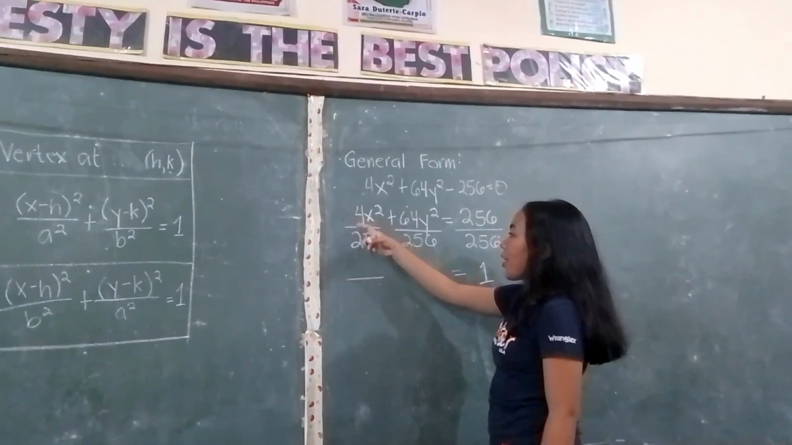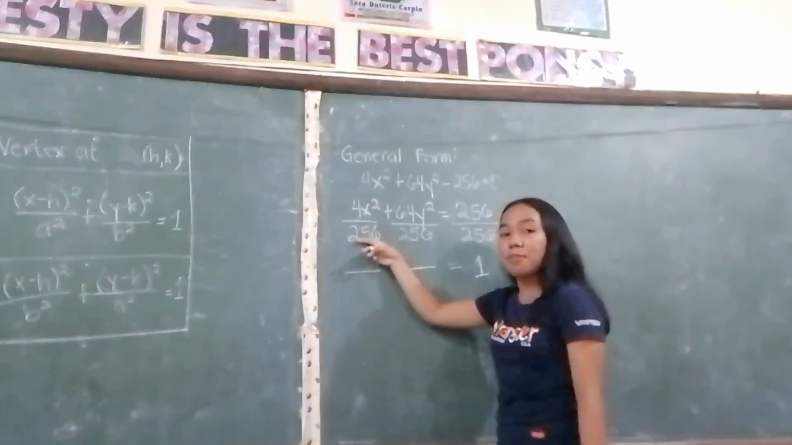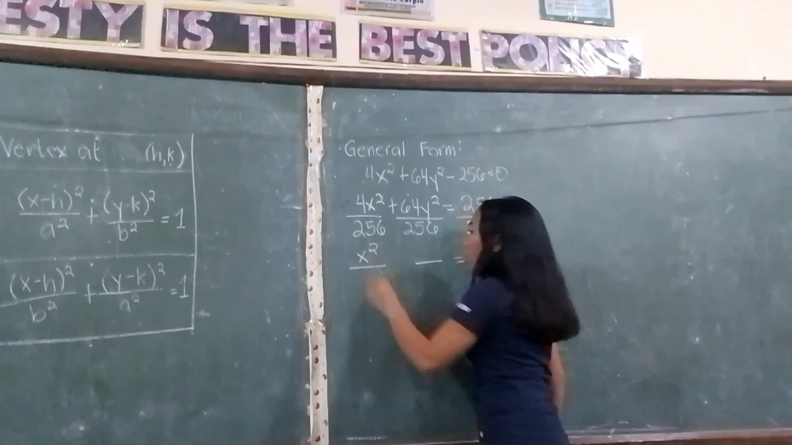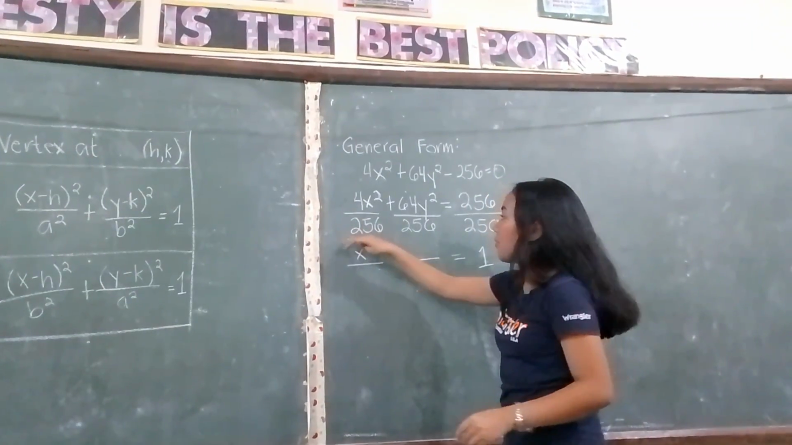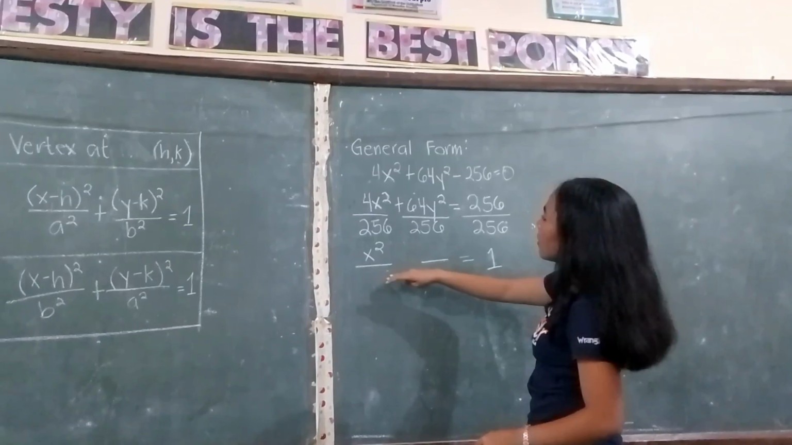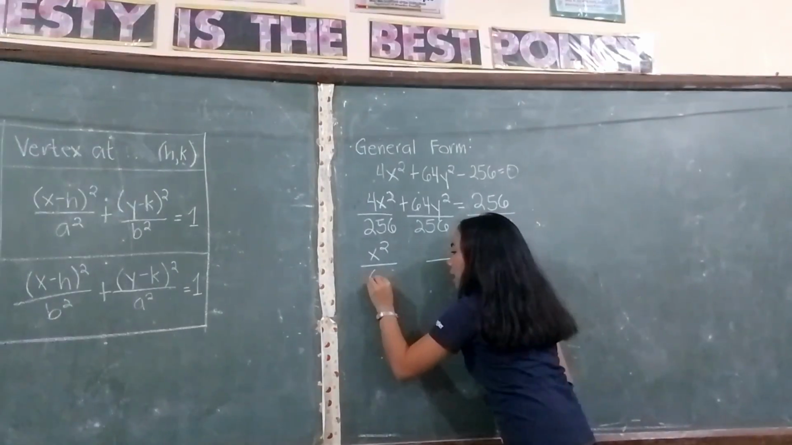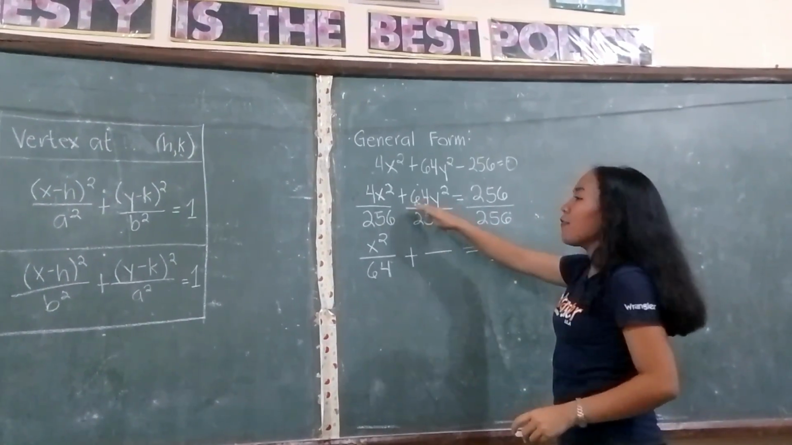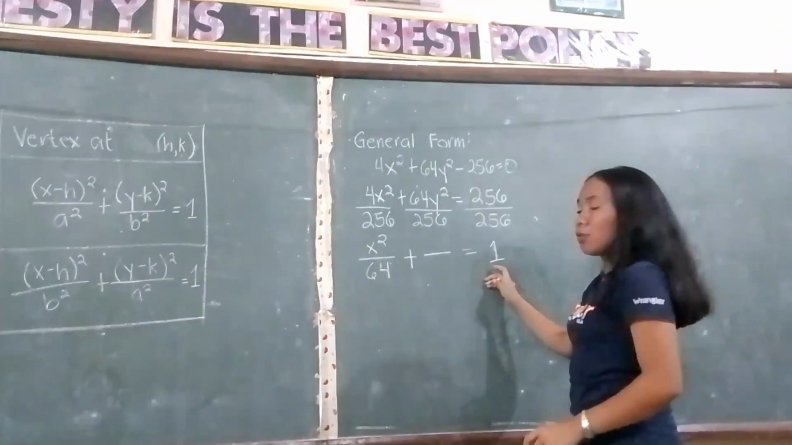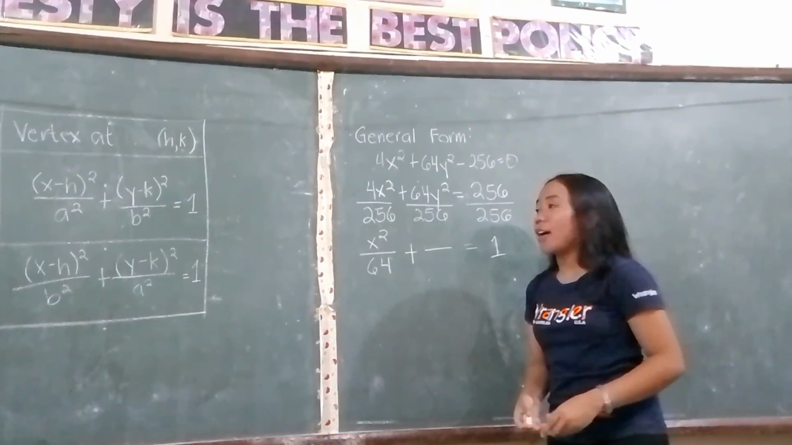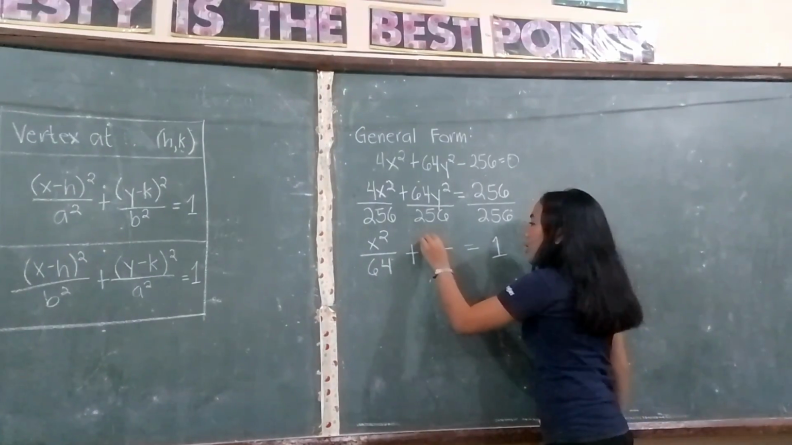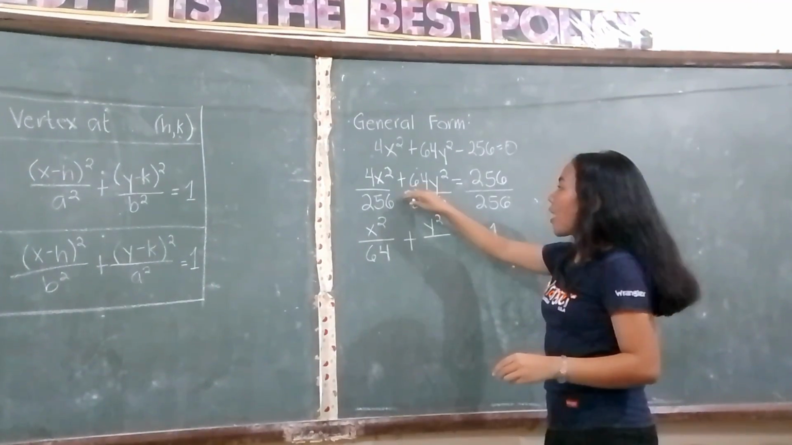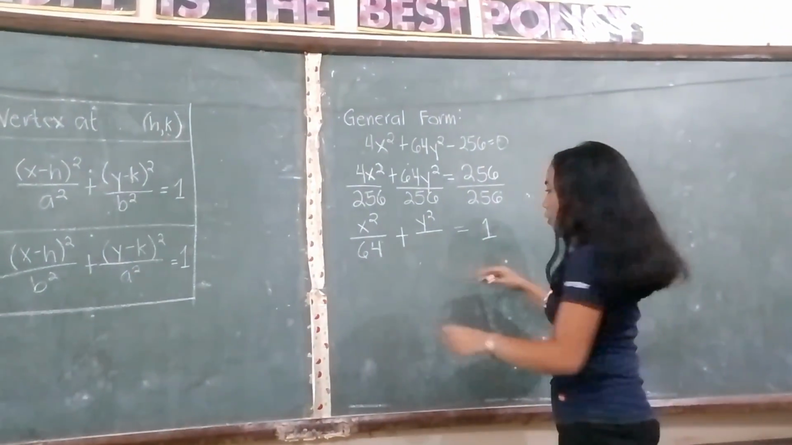4x squared all over 256 is divisible by 4. So we have x squared all over 256 divided by 4, we have 64. So we have the denominator of 64 plus 64y squared all over 256 can also be divided by 64. So we have here the y squared all over 256 divided by 64 is equal to 4.